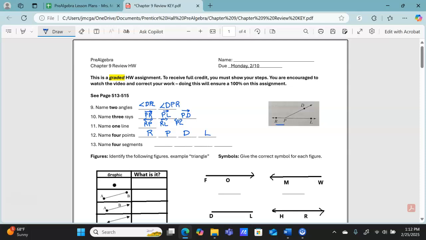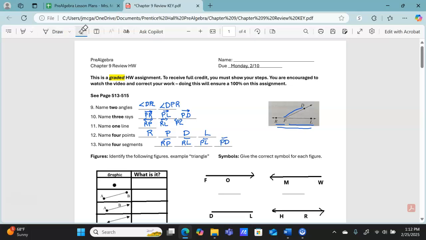For segments, we have from R to P, so that segment symbol over it. From R to L, from P to L, and then from P to D. And again, that little segment symbol over top of each one of those.